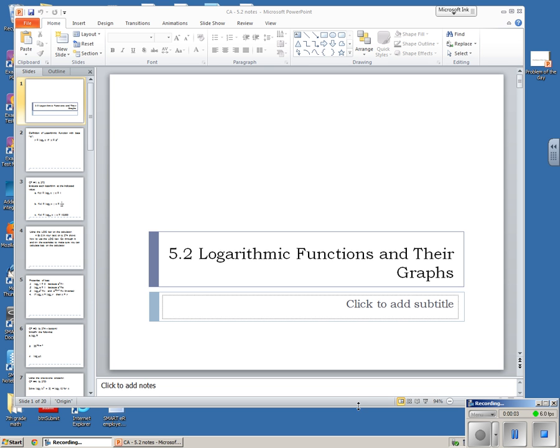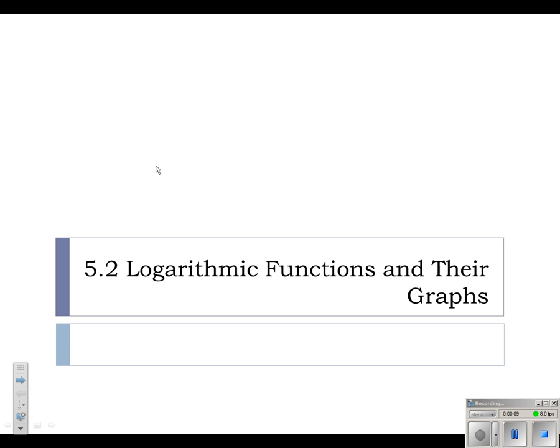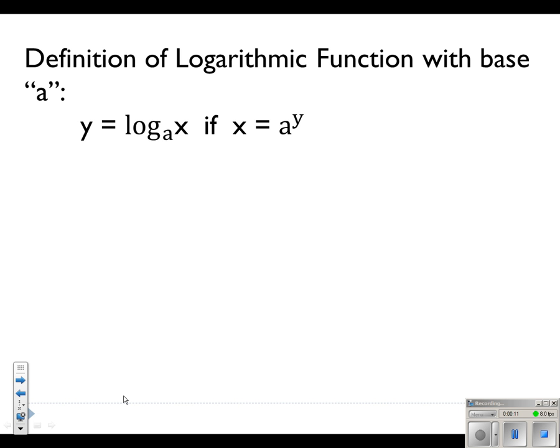This lesson is for Chapter 5, Section 2, Logarithmic Functions and Their Graph. Please get your notes out and ready. You probably should have your graphing calculator handy, or a calculator with a log button on it anyway. And your book's open to page 373.